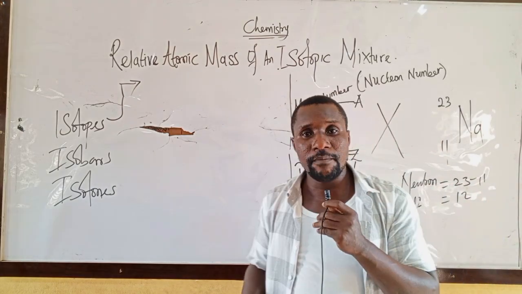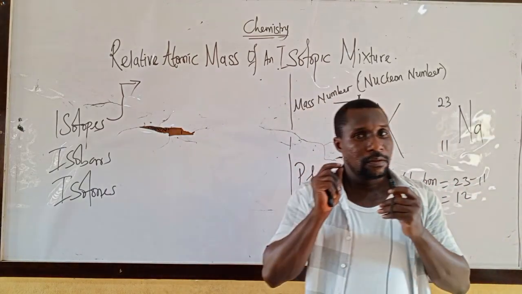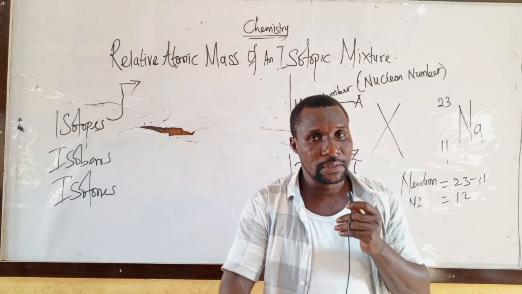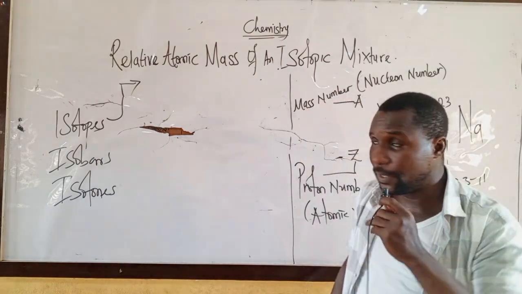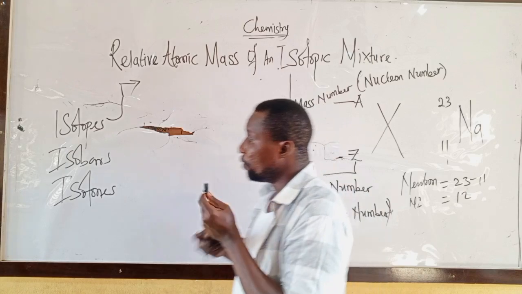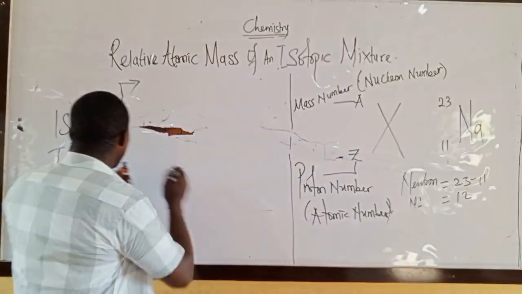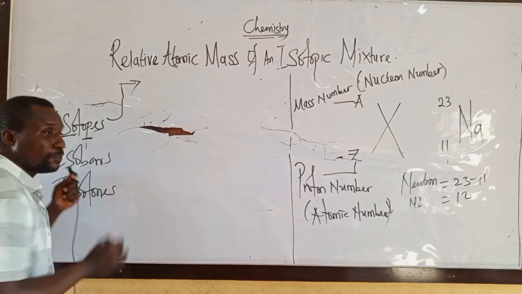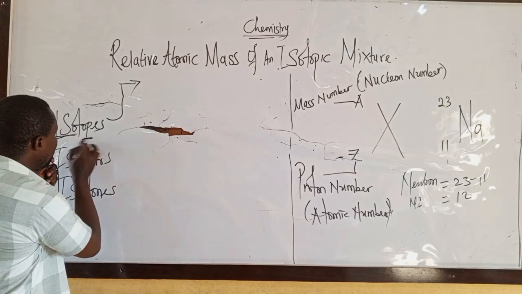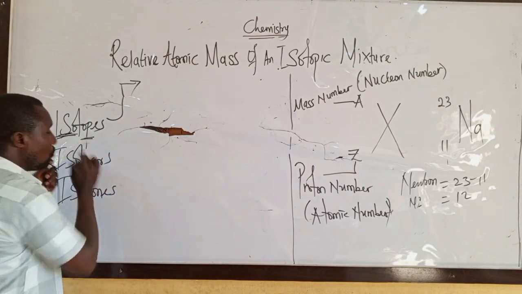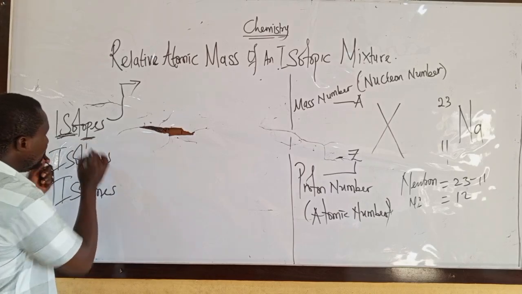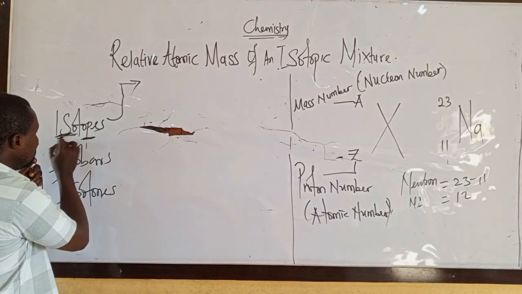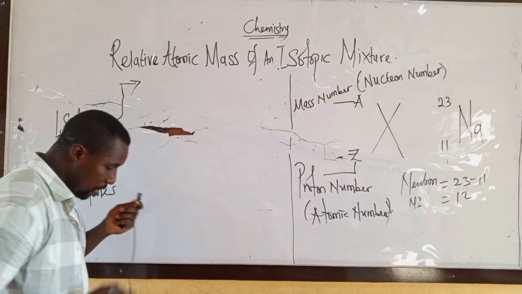having different mass number but the same proton number. Take note of that. Let me repeat. Isotope. How can you know? Iso means the same. P means proton number. Iso, the same. P, proton. The same proton number.